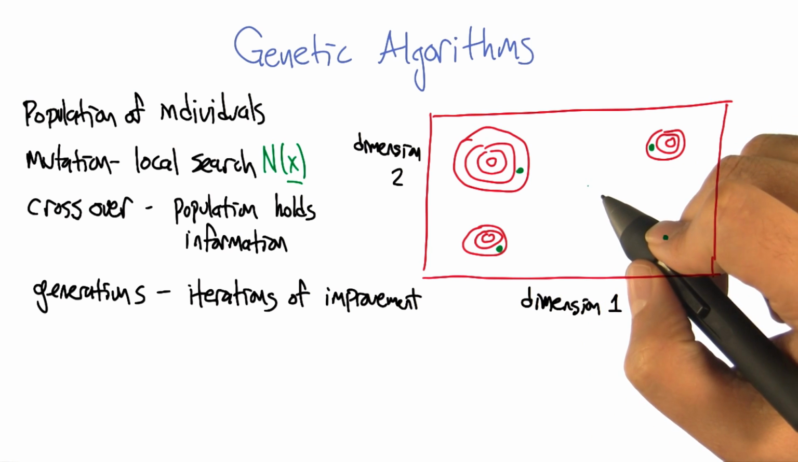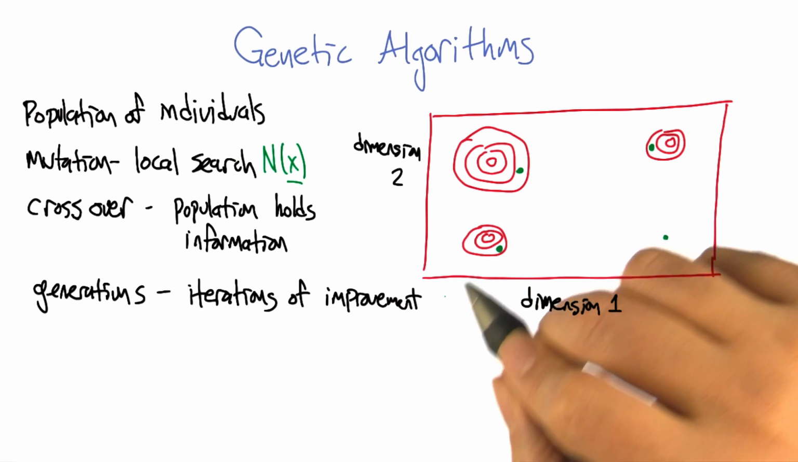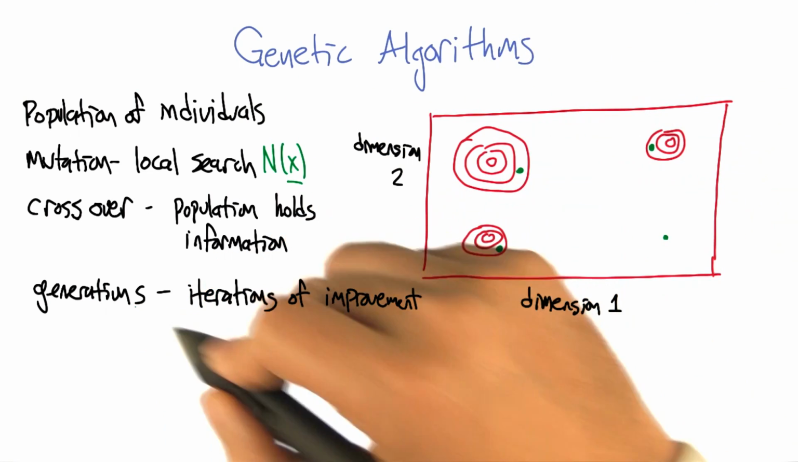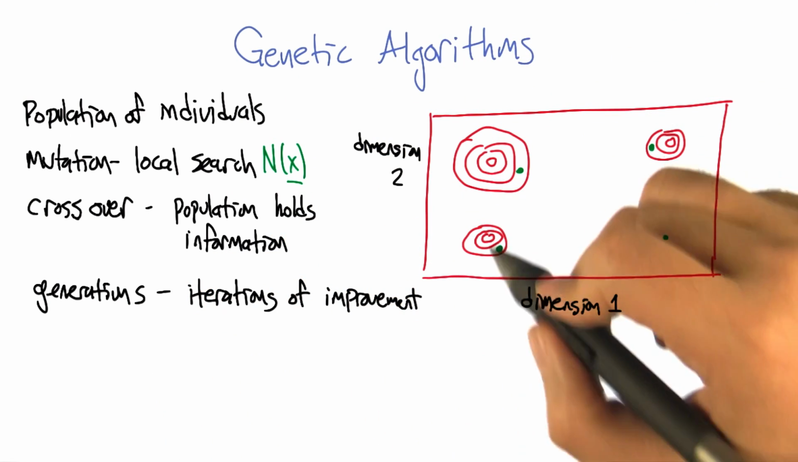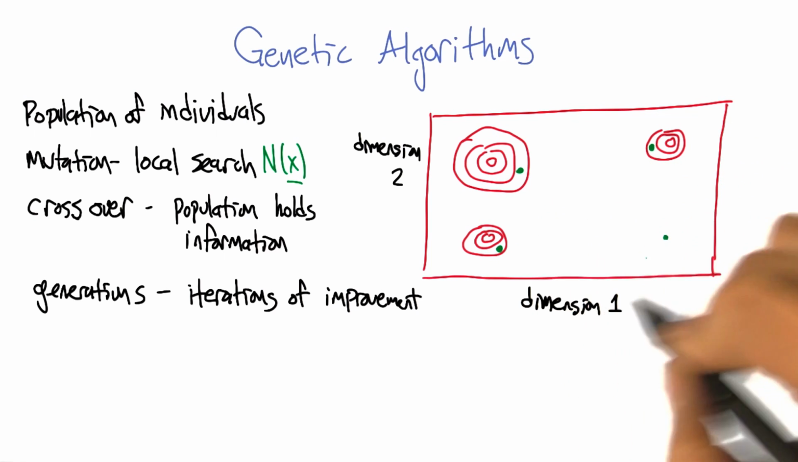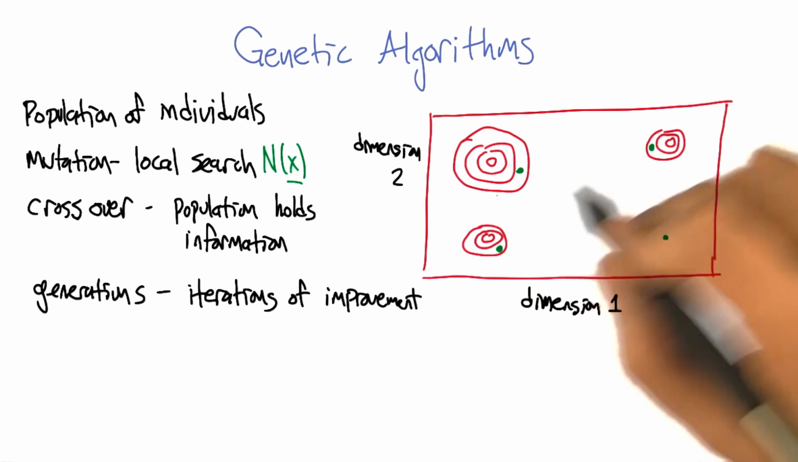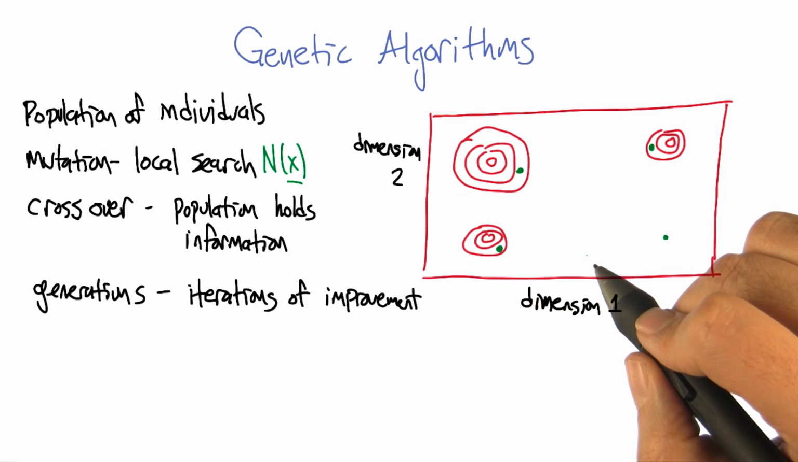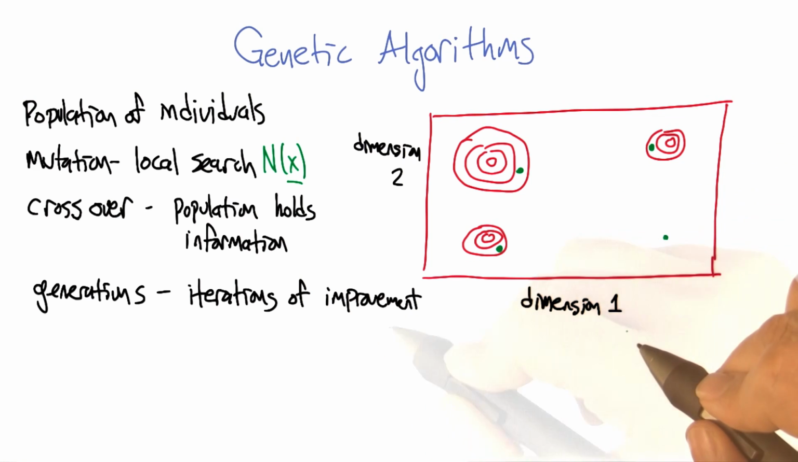Exactly. And finally, what we were calling iteration before, in the context of genetic algorithms, we can call a generation, because we're going to take a population of individuals and mate them together to create a new population of individuals. And what we hope is that we improve iteration by iteration.